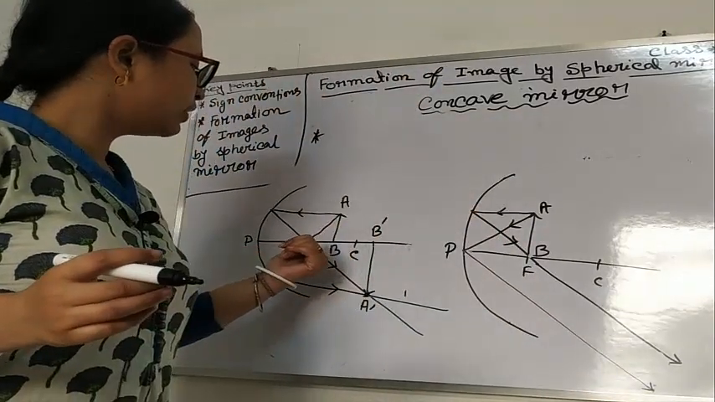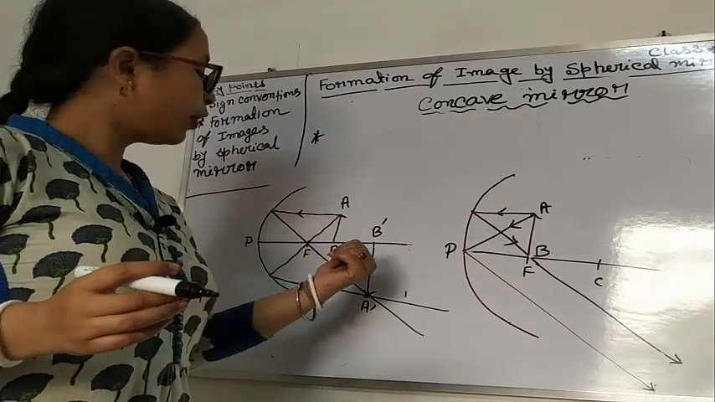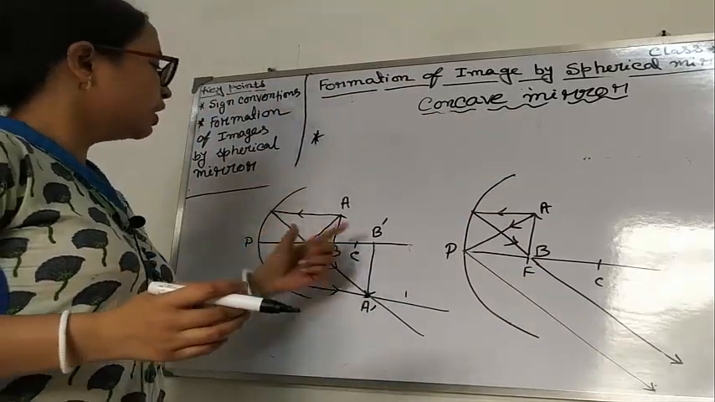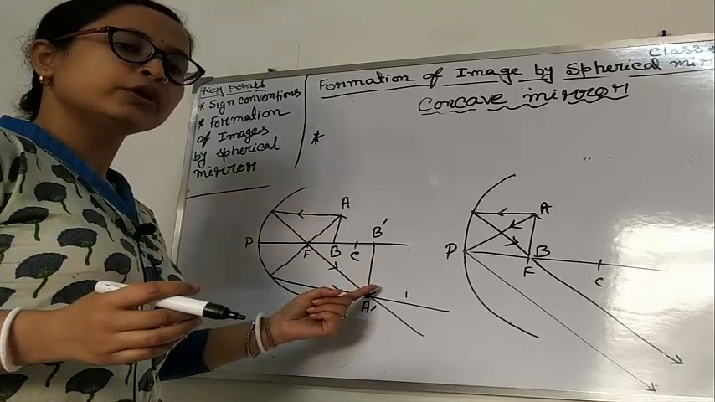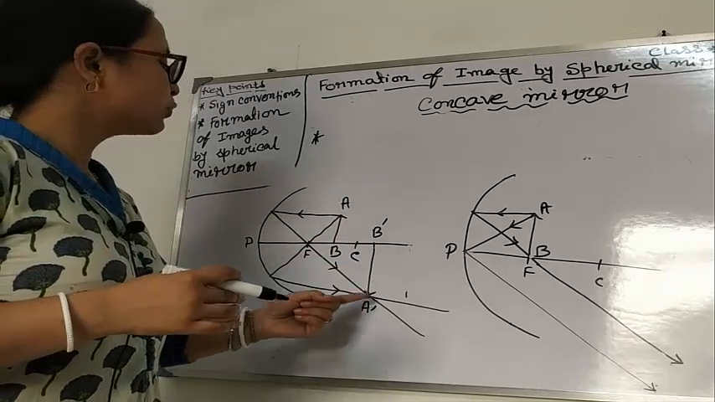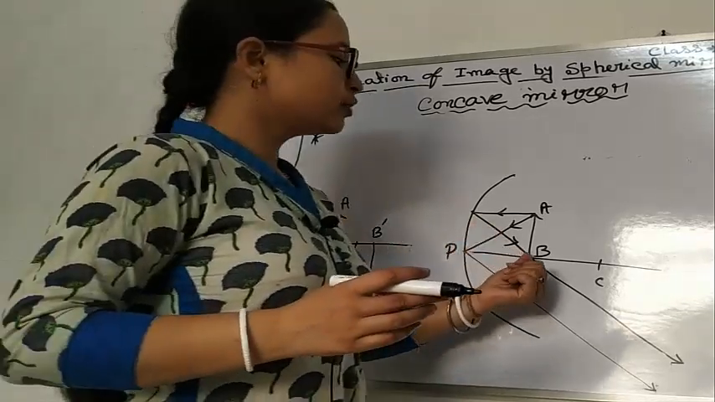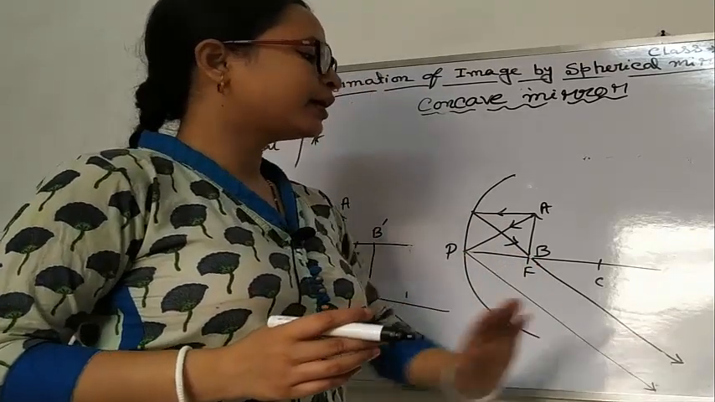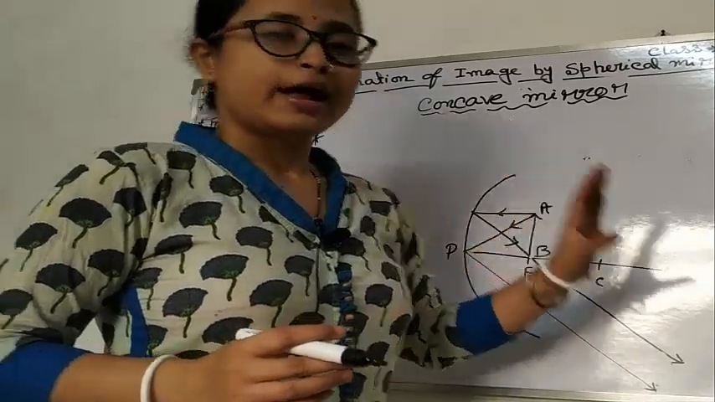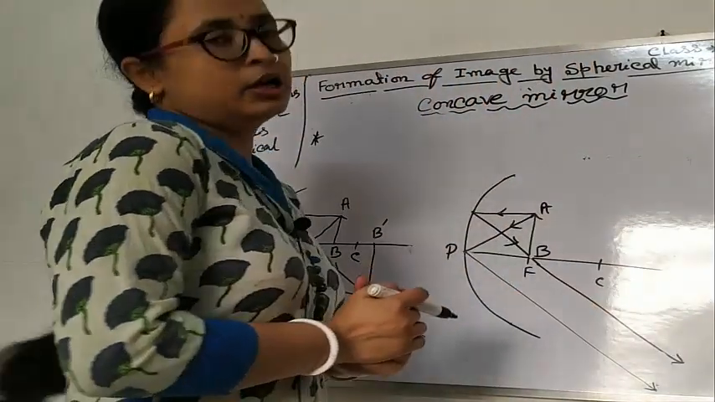Here, if we place the object in between the focal point and the center of curvature, we get an inverted and real image, but the size of the image will be greater than the size of the object. So, if we place it at the focal point, then what happens? The image will be at infinity, enlarged, and it will be real also.